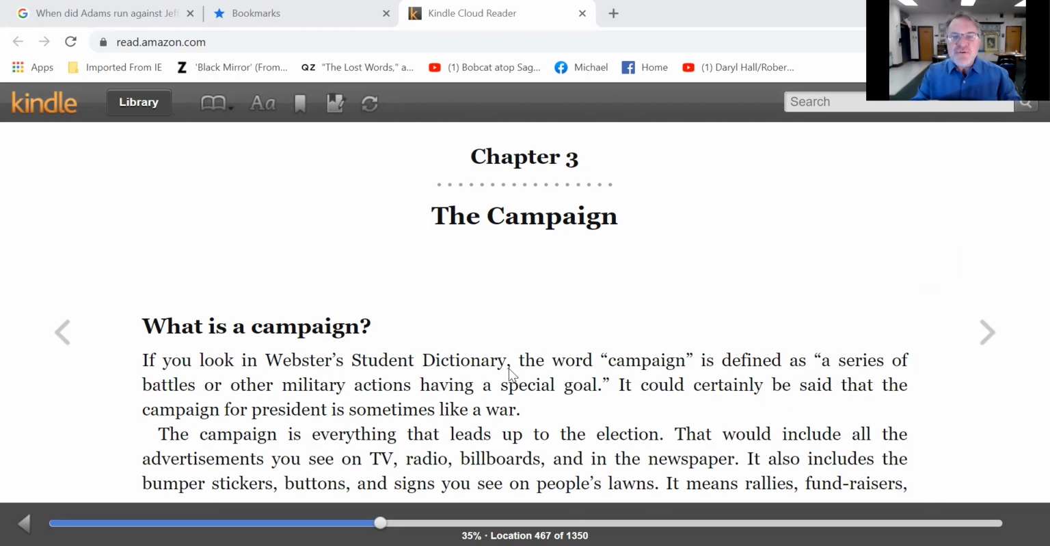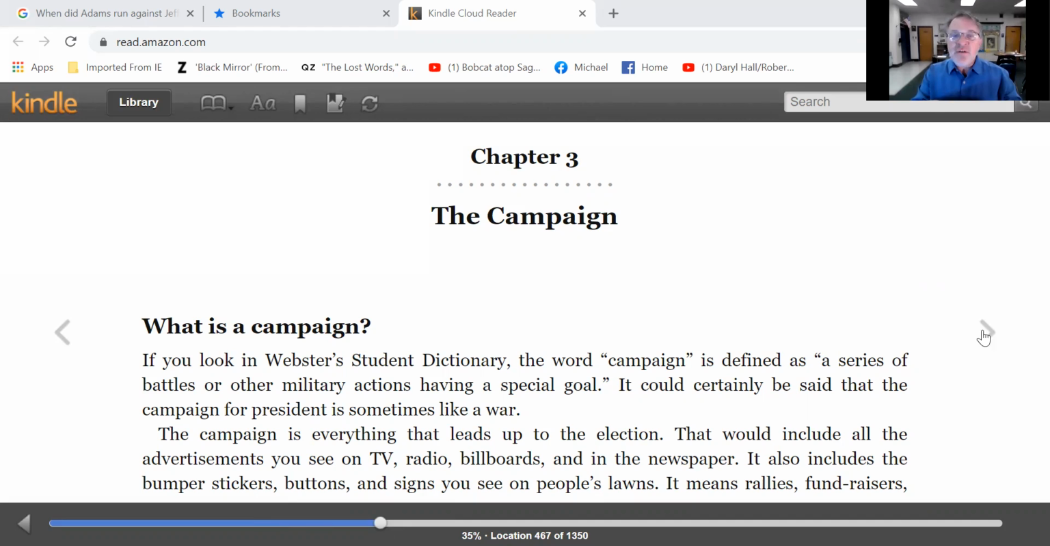If you look in Webster's Student Dictionary, the word campaign is defined as a series of battles or other military actions having a special goal. It could certainly be said that the campaign for president is sometimes like a war. The campaign is everything that leads up to the election. That would include all the advertisements you see on TV, radio, billboards, and in the newspaper, and of course online. It also includes the bumper stickers, buttons, and signs you see in people's lawns.